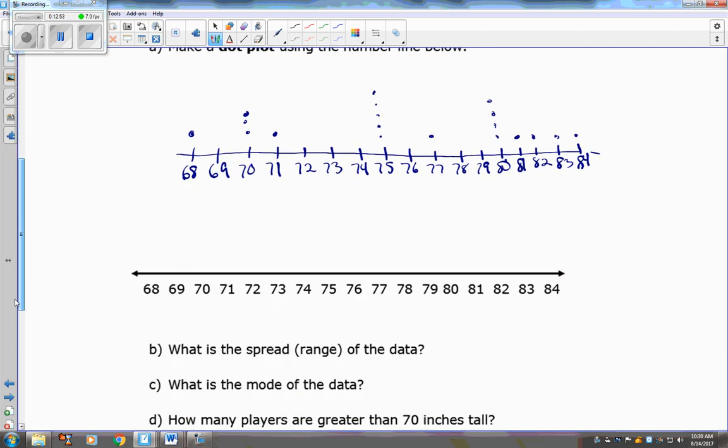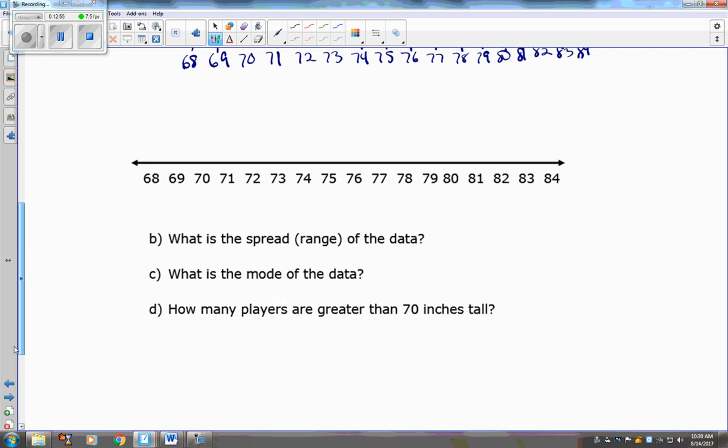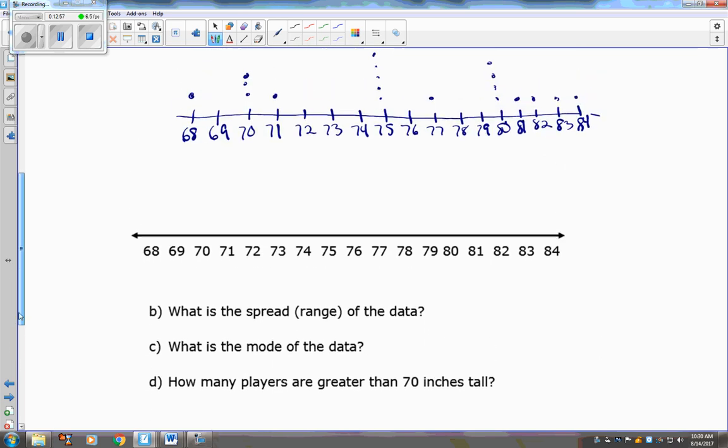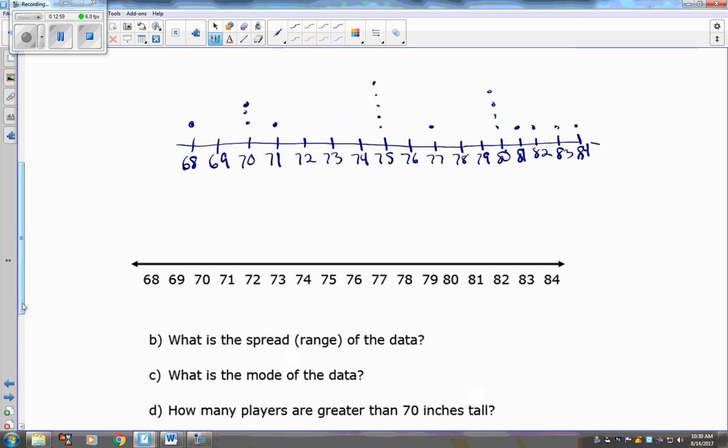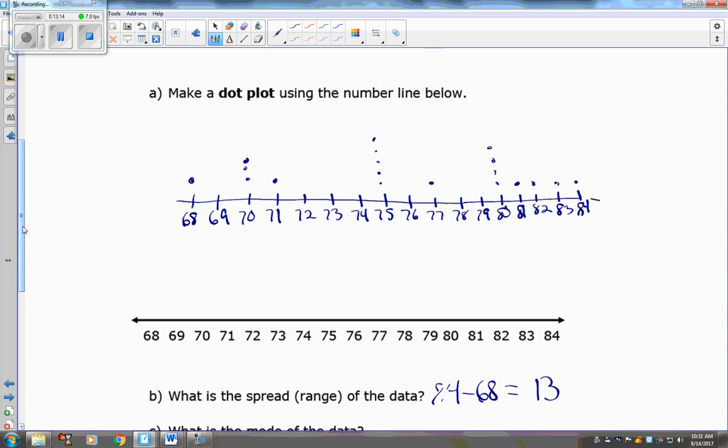Okay. What is the spread or the range of the data? So that is the difference between the smallest and the largest. So that's going to be 84 minus 68, giving you 13. What is the mode? A dot plot is really a good way to figure out the mode because you just look for the most dots. So 75 would be the mode.